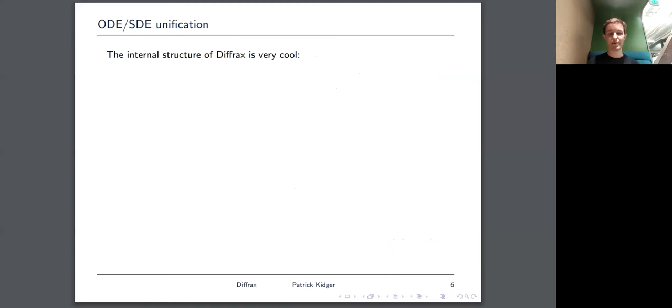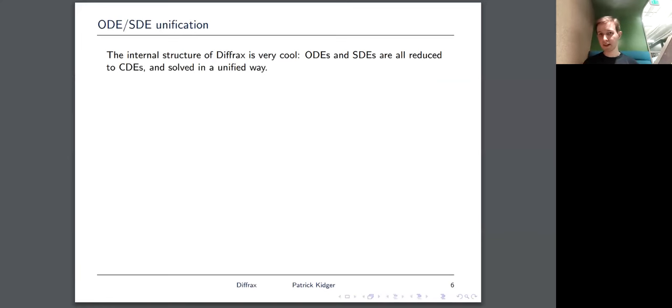This is what I describe as being the really cool stuff, right? Everything up until this point has been me telling you what Diffrax can do for you. Here it is as a tool that you may wish to use because it's fast, because it's auto differentiable, because it supports this, that, and the other, right? But okay, software dev hat off, mathematician hat on. What's going on here in the internals? Why is this possible? ODEs and SDEs are reduced to a controlled differential equation and solved in the same unified way. So what do I mean by that?